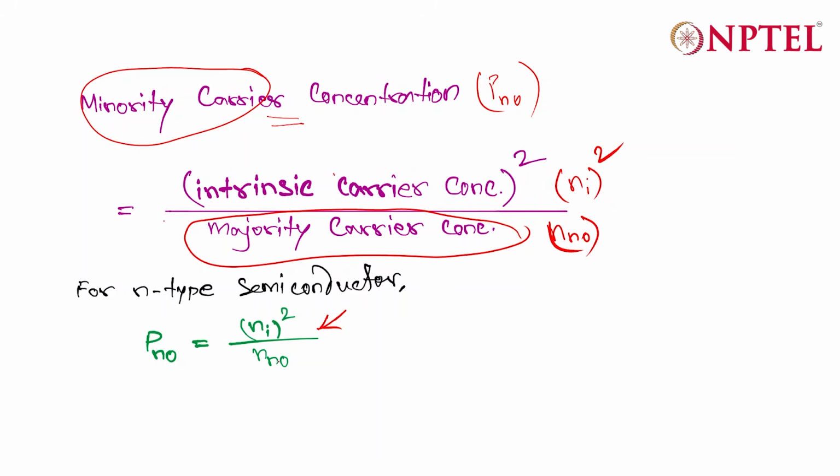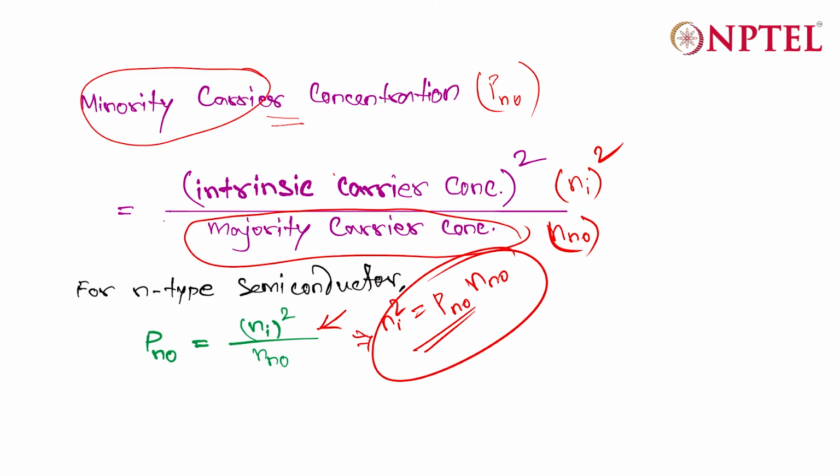Pn0 is equal to Ni square by Nn0, or you can write Ni square is equal to Pn0 into Nn0. We will also derive this equation. This is the relation between majority carrier concentration and minority carrier concentration in an extrinsic semiconductor, where Ni is the intrinsic carrier concentration. Alright.